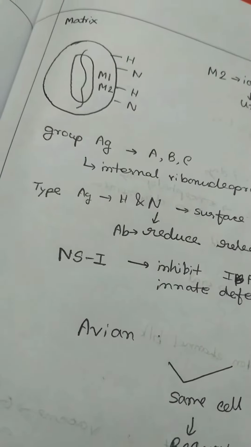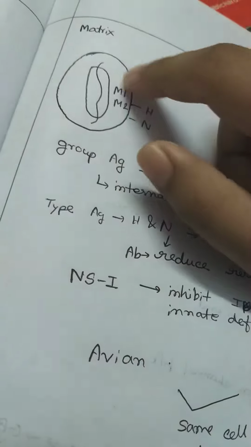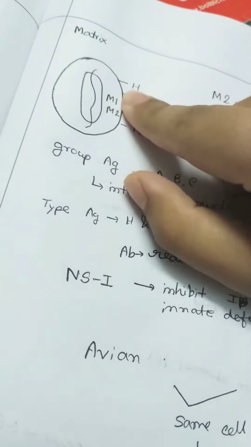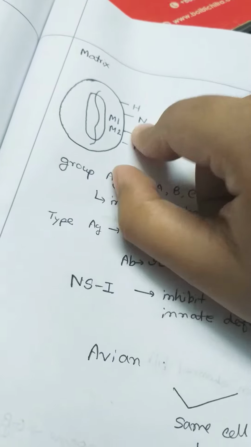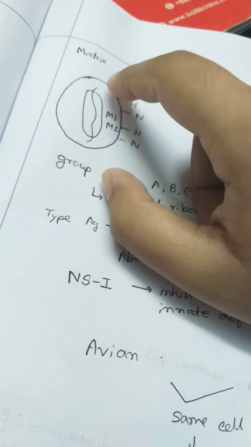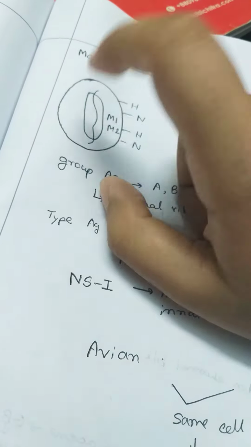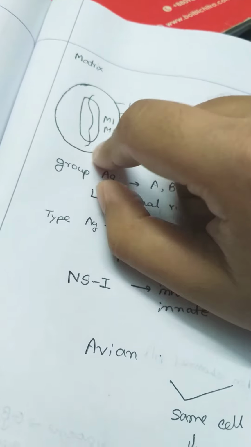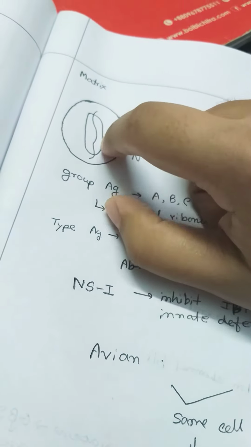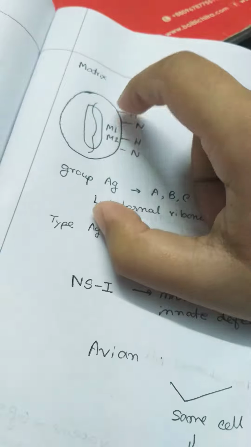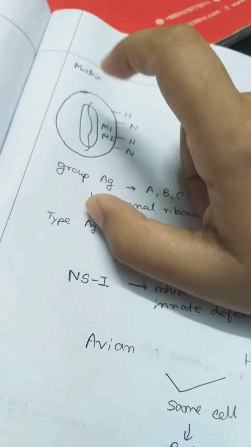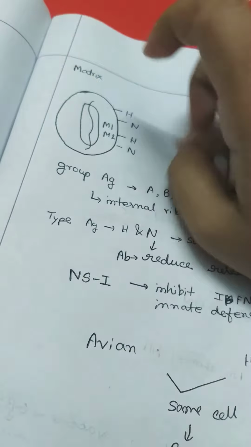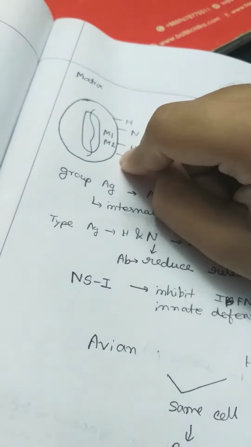So we have told that it is an enveloped virus and the envelope contains glycoprotein spikes: one glycoprotein spike is hemagglutinin, another glycoprotein spike is neuraminidase. As it is an enveloped virus, there is a tegument between the nucleocapsid, which is a helical nucleocapsid, and the envelope. This contains the matrix protein. The matrix proteins are of two types, that is matrix protein M1 and M2.